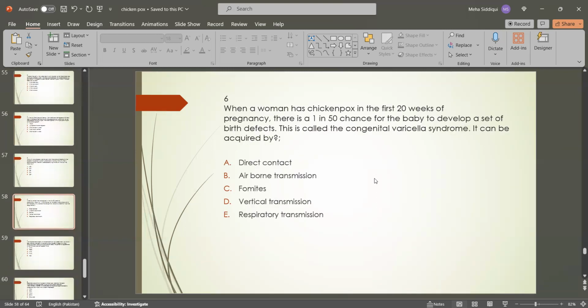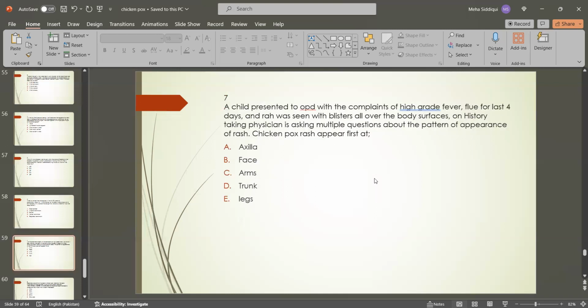MCQ number 6. When a woman has chickenpox in the first 20 weeks of pregnancy, there is a 1 in 50 chance for the baby to develop a set of birth defects. This is called congenital varicella syndrome. It can be acquired by direct contact, airborne transmission, fomites, vertical transmission, respiratory transmission. D is the right option.